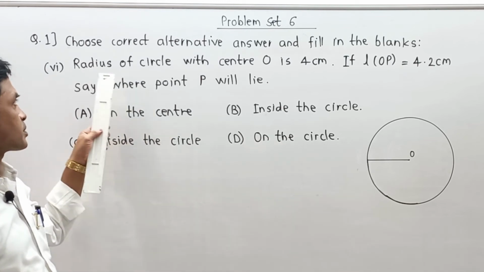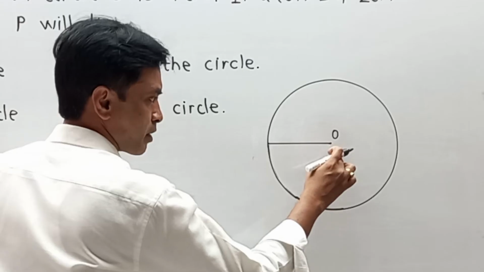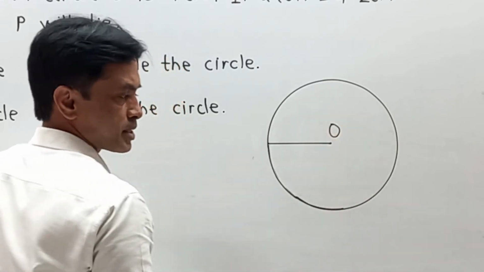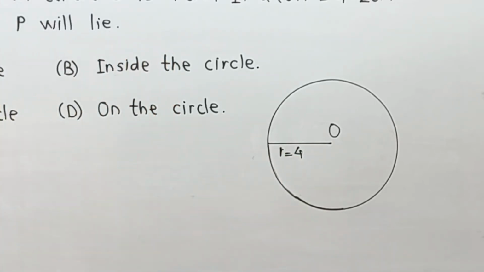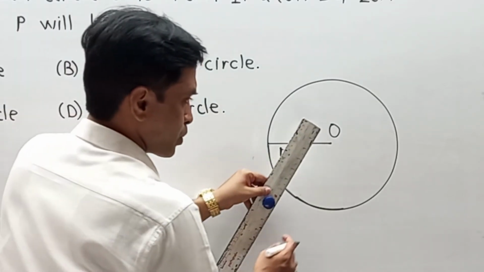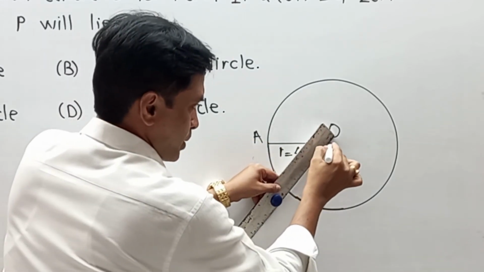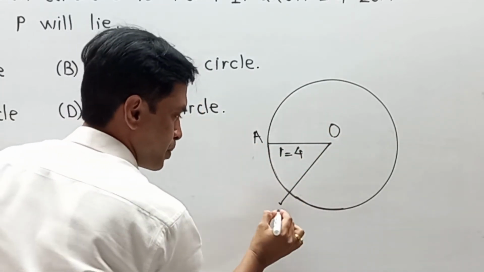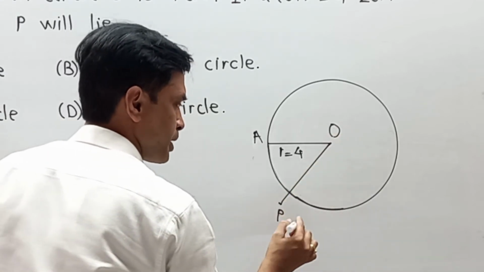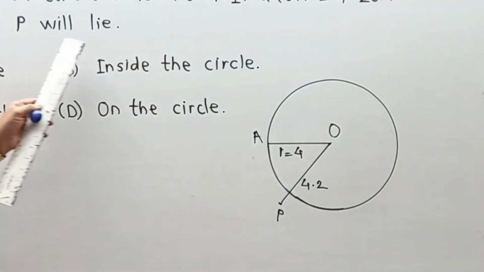One by one, as per the given condition, the radius of a circle with center O is 4 centimeter. Means O is the center of the circle and this radius is 4 centimeter. If the length of OP is 4.2 centimeter, here is the length from O to P. Let us say OA is the radius over here. Now from O to P, this distance is 4.2 centimeter, means compared to 4, this distance OP is 4.2 centimeter. Say where the point P will be.